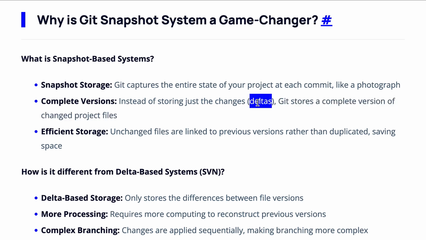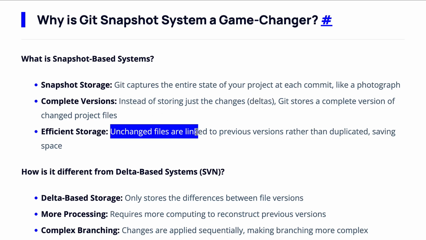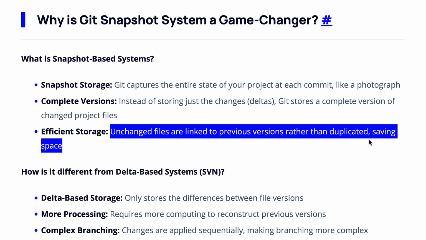It's not storing deltas. It's not storing just what changed. It's storing the complete version. If a file is unchanged during the commit, then they are linked to previous versions rather than being duplicated. So if you have 10 files and only one file is changing during the commit, the other files will be linking to their previous versions. New version will be stored only for the changed file.